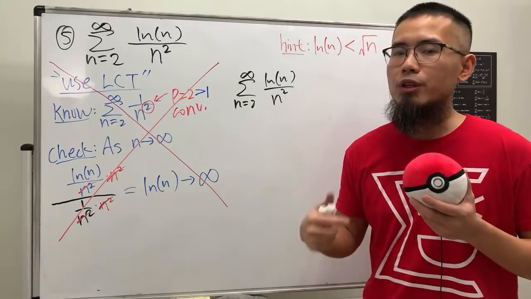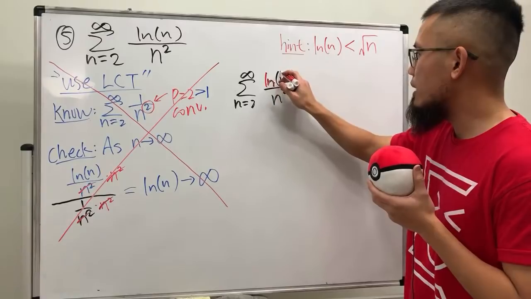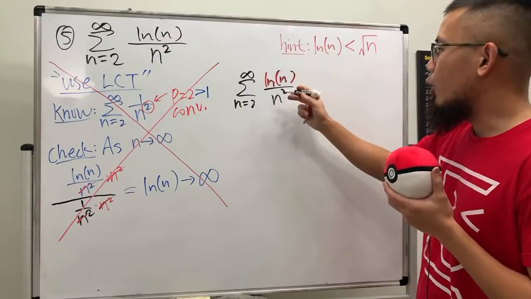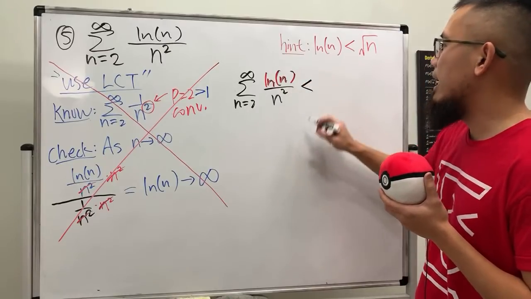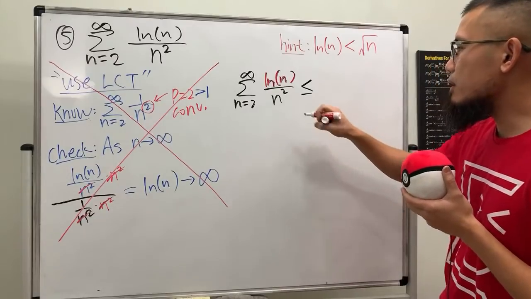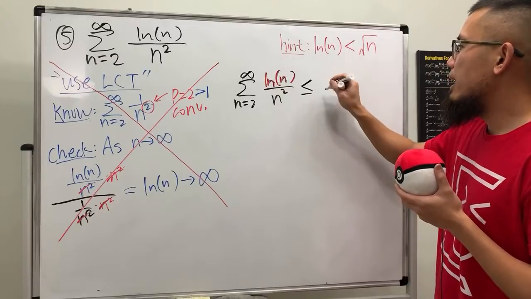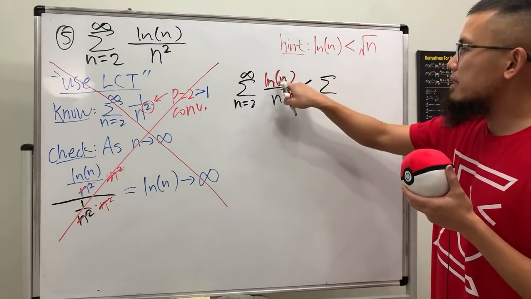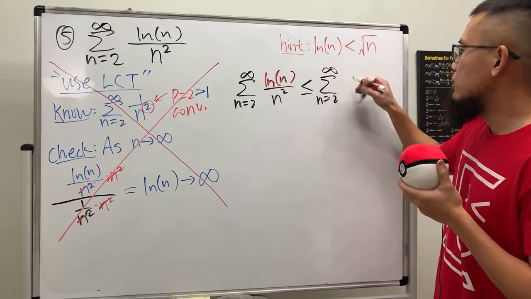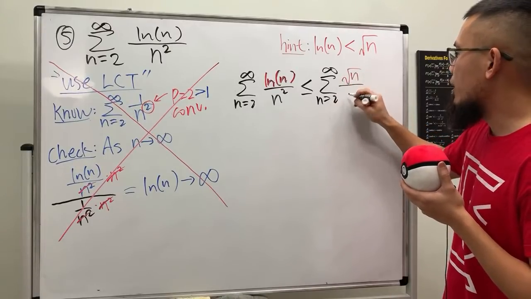So we'll be doing what we did earlier. You see here we have ln n, right? Here we have ln n. Based on this, we can already say this right here is less than, and if you want, you can put an equal to as well. It doesn't really matter. Go ahead and write this down as less than or equal to, and replace the ln with this. So you are looking at the square root of n over n squared.